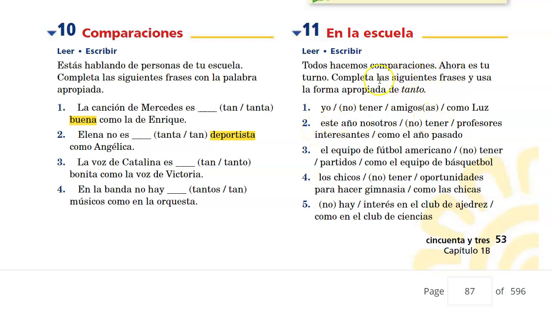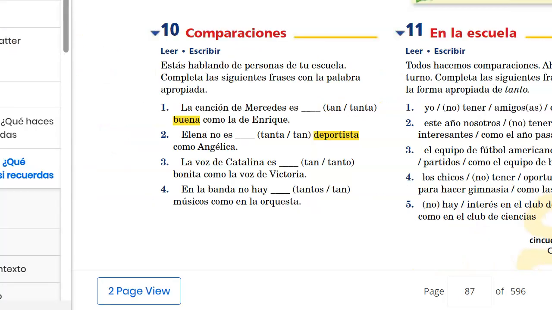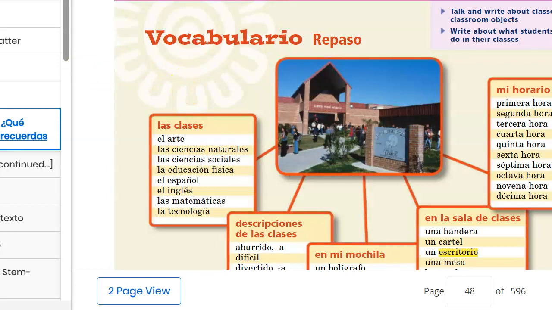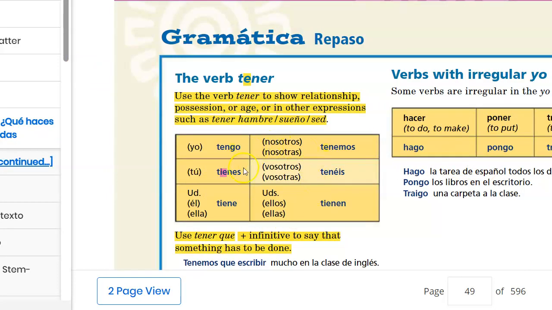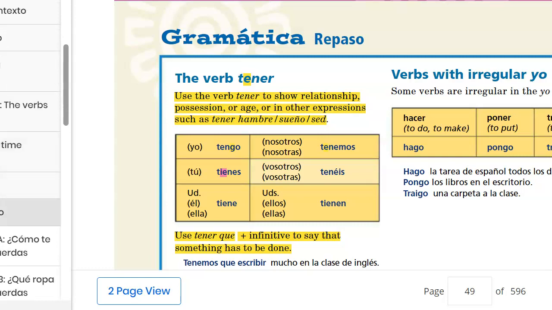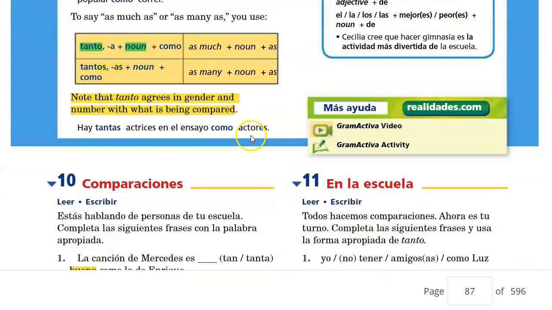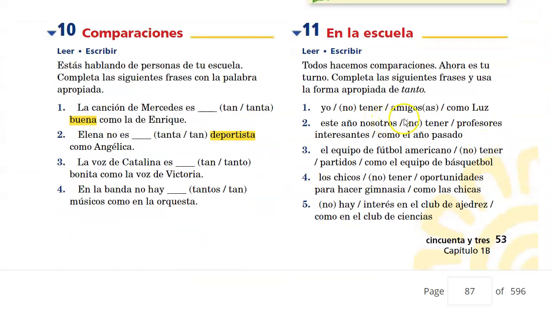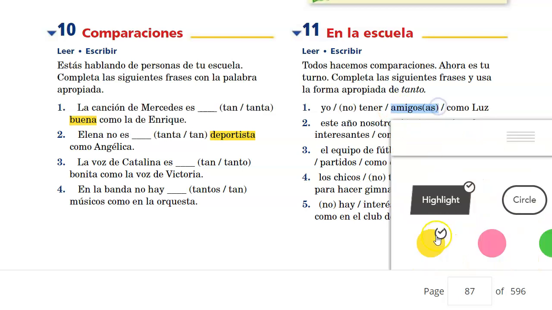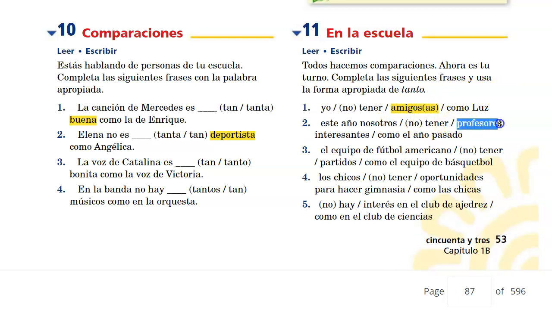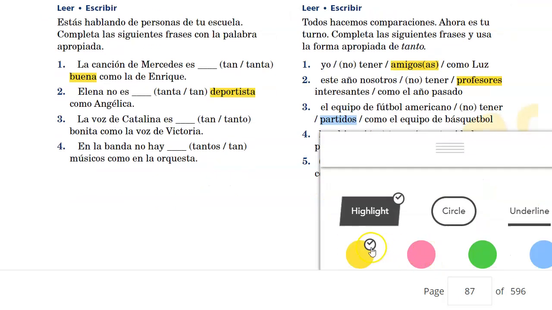Completa las siguientes frases y usa la forma apropiada de tanto. So you're doing 2 things. The first thing is conjugating the verb tener correctly. And tener is reviewed on page 15 of the textbook. There you have the conjugations of tener in the present tense. And then after you conjugate tener, determine what form of tanto should be used, as all of these examples are using a noun to make the comparison, and the noun, whether it's masculine or feminine, singular or plural, is what's going to dictate the correct form of tanto to use.